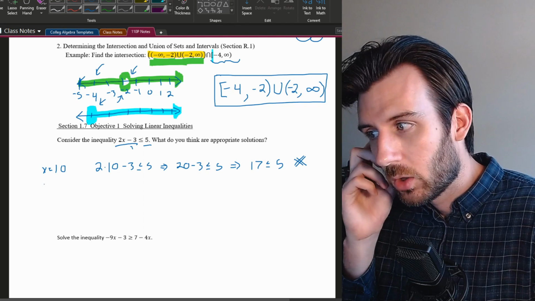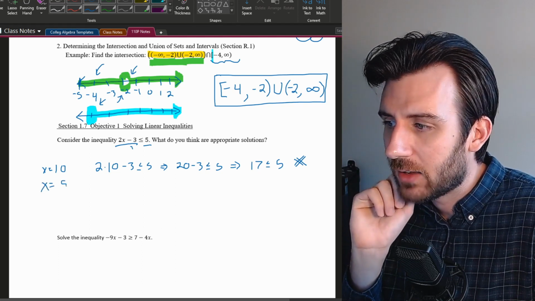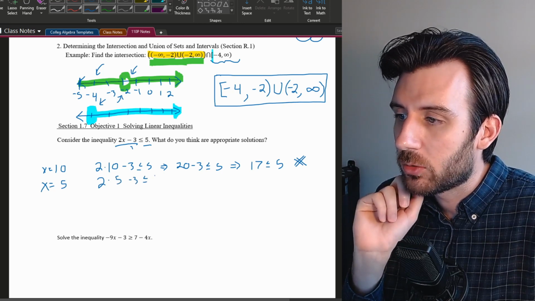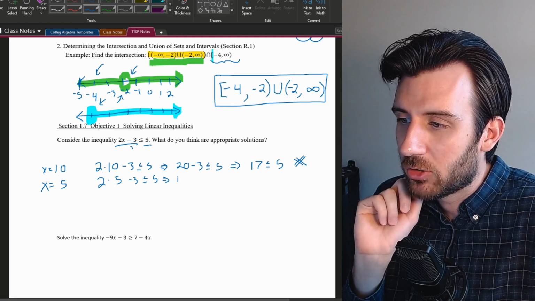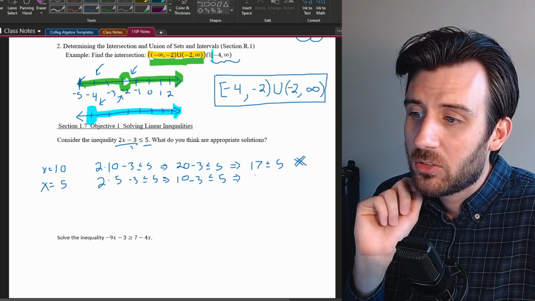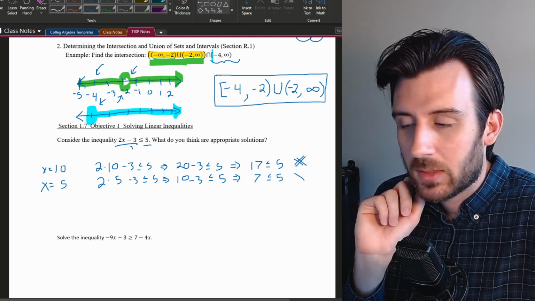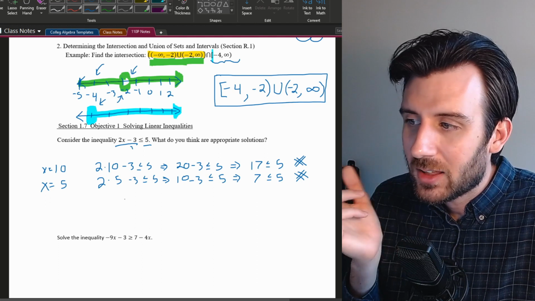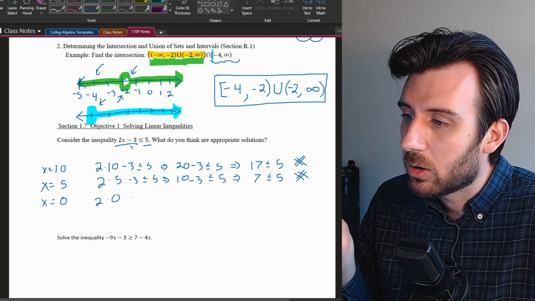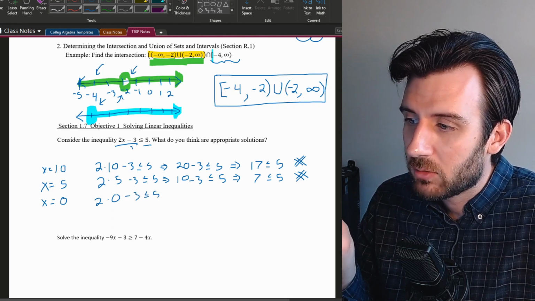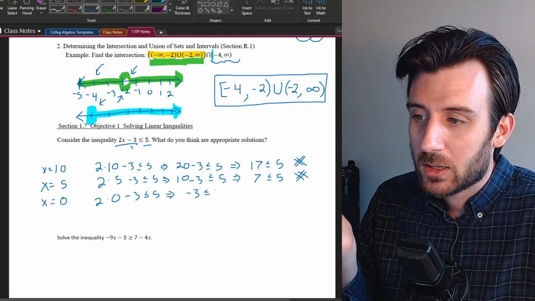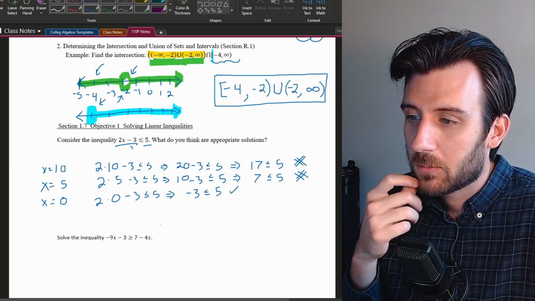That didn't work. Maybe x is equal to 5. Would 5 work? That would be 2 times 5 minus 3 less than or equal to 5. That would be 2 times 5 is 10, minus 3, so 7 is less than or equal to 5. That won't work out either. Well, I could guess that probably 0 would work. So x equal to 0 would likely work, because 2 times 0 is 0, minus 3 is negative 3. Negative 3 would definitely be less than or equal to 5. So that one works fine.